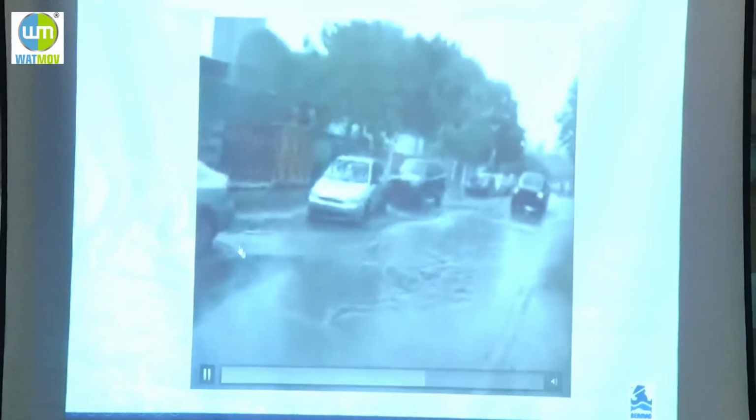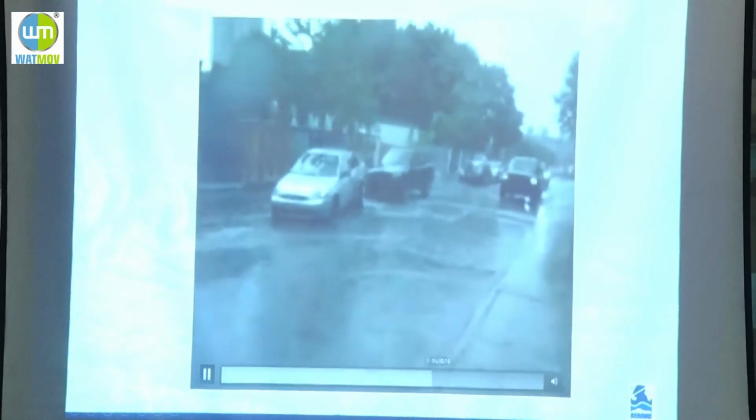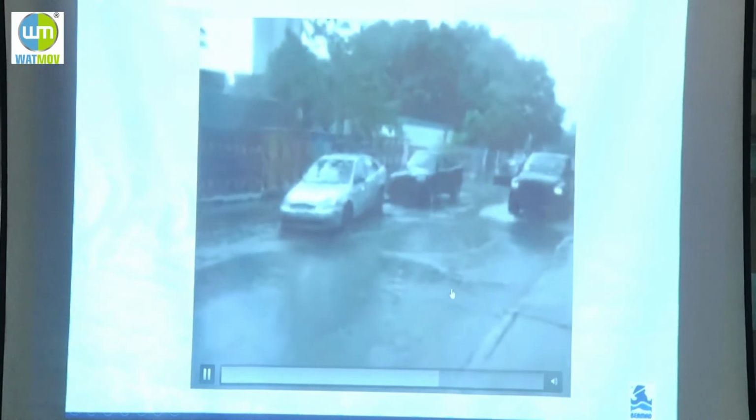Fun. Oh my god. Oh, it's destroyed the back of his car.